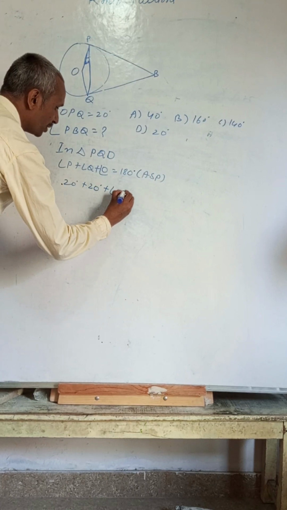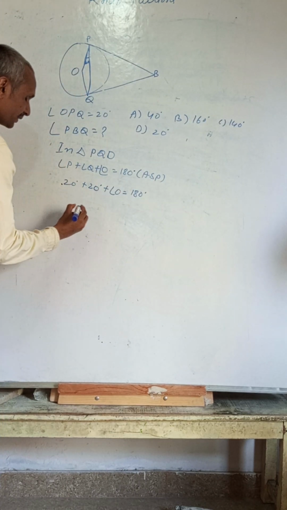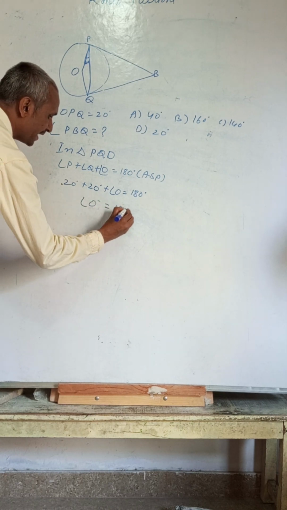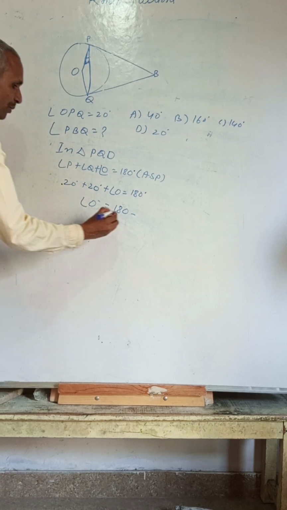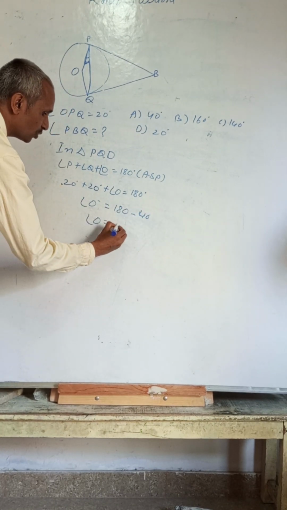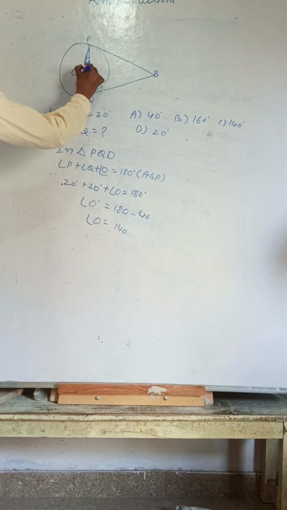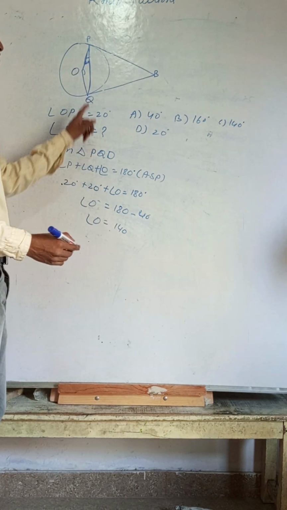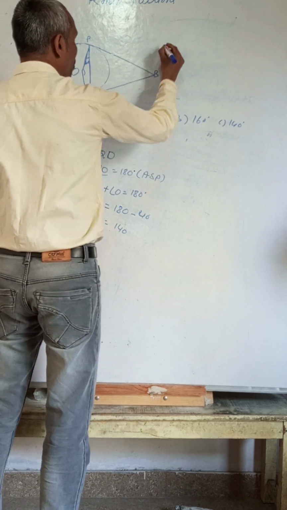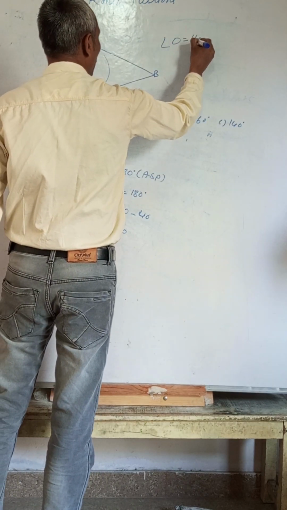Then angle O is equal to what? Angle O is equal to 180 minus 20 plus 20, how much? 40 degree. Or 180 minus 40 is equal to 140 degree. So this center angle is 140 degree. Now you got angle O is equal to 140 degree.